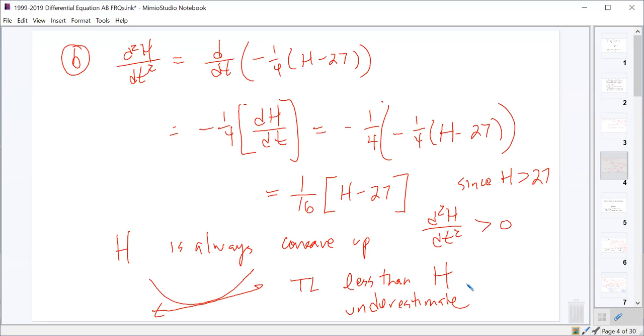Could you just plug in points to figure that out, or did you have to use applications of the derivative to figure that out? No, you need to use an application of the derivative. You need to state that the function is concave up. And therefore, since the function is concave up, it must be an underestimate.